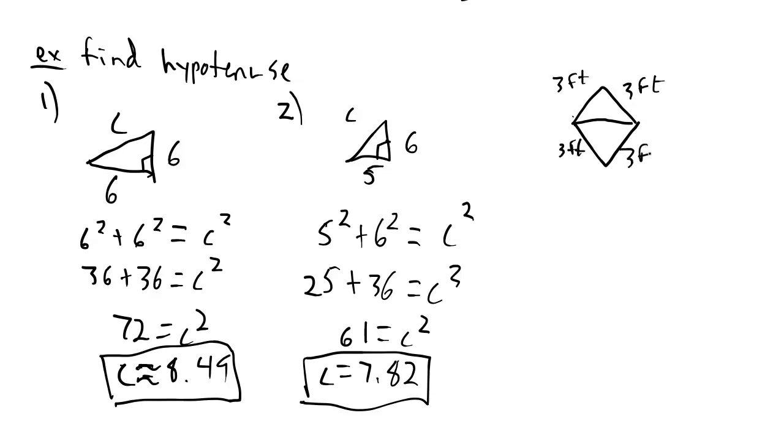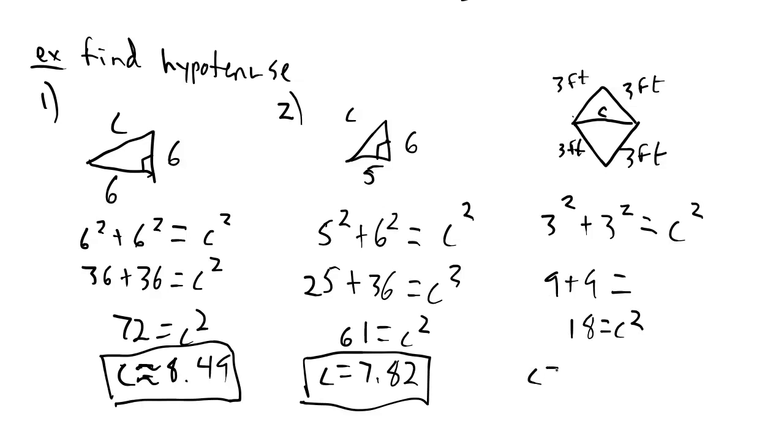What if we wanted to know the distance this way? Well, that would be the same thing as for problem 1, right? This would be c, and we'd say 3 squared plus 3 squared is equal to c squared, or 9 plus 9, or 18 is equal to c squared. Take the square root of that to find that our answer would be about 4.24 feet across each way. To 4 feet.